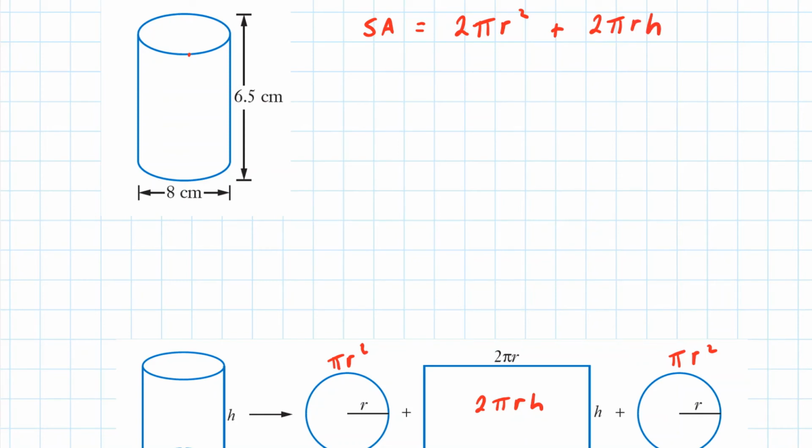I recommend you write it down so you don't have to do this every time. And next year in standard mathematics, you'll see this on your formula sheet. So you don't have to memorize it, but I recommend that you at least recognize it, okay?